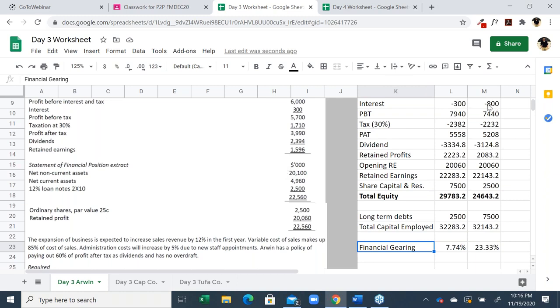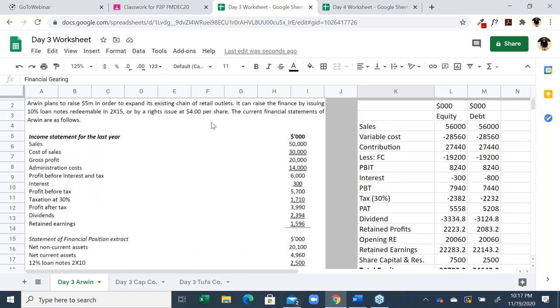Because in the second option, we are acquiring new capital through debt finance, right? So it is going to increase our long-term debts. That's 5 million. This 5 million will be raised either through equity or through debt finance. So if we raise it through debt finance, definitely it is going to increase our long-term debts by 5,000 or 5 million.